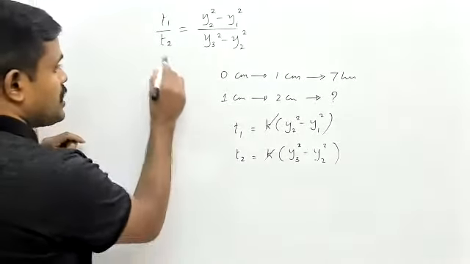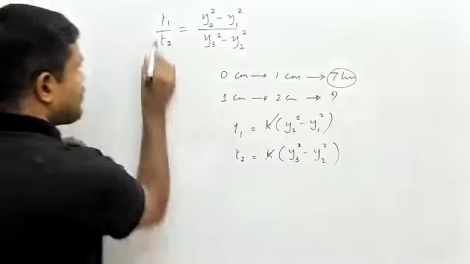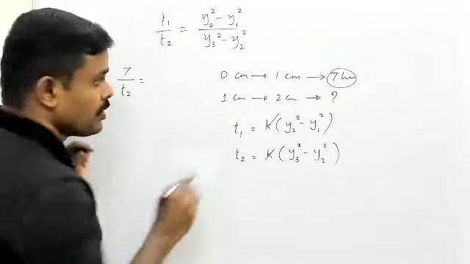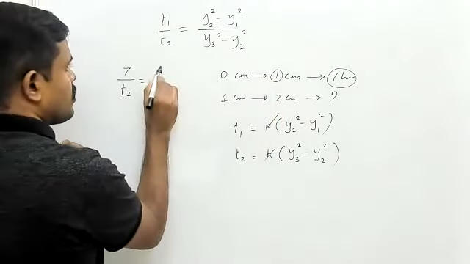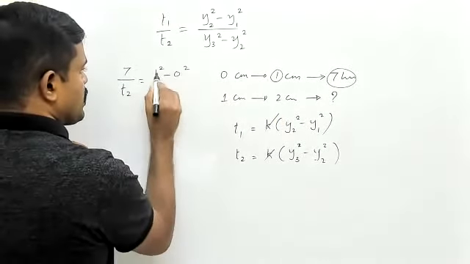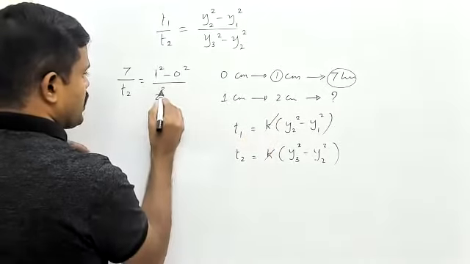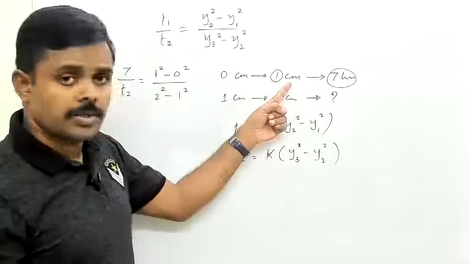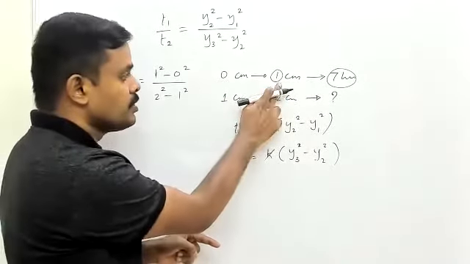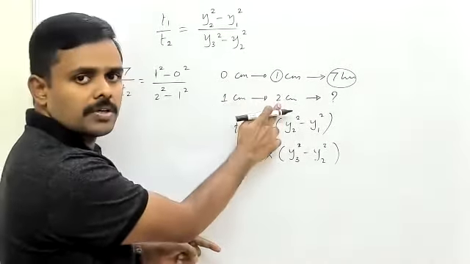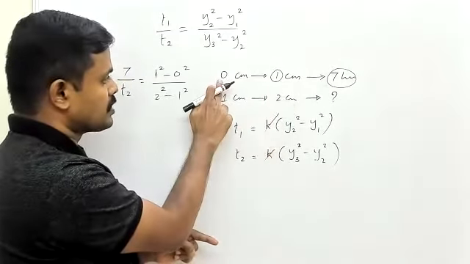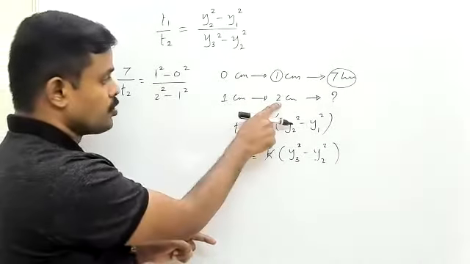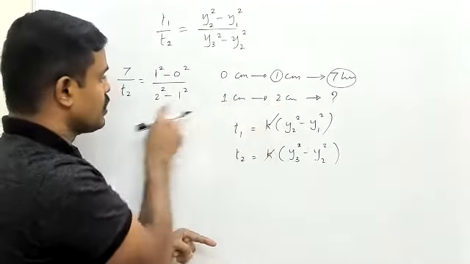So tell me, T1 by T2. First time I can put 7. First time is 7. Second time is to be calculated, is equal to 1 square minus 0 square divided by 2 square minus 1 square. Look at that. This is Y1, this is Y2, this is Y3, this is Y4. So Y2 square minus Y1 square is 1 square minus 0 square. This is 2 square, Y3 square minus Y2 square is 2 square minus 1 square.